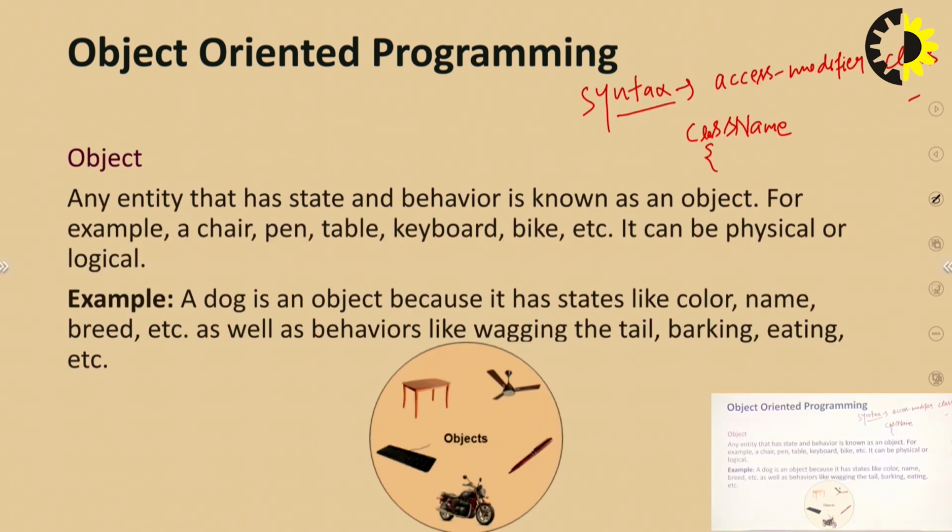Next term is object. An entity that has a state and behavior is known as an object. For example, a chair, pen, table, keyboard, bike, etc. It can be physical or logical, and it is a real world entity. For example, a dog is an object because it has states like color, name, breed, etc., as well as behaviors like raising its tail, barking, eating, etc.